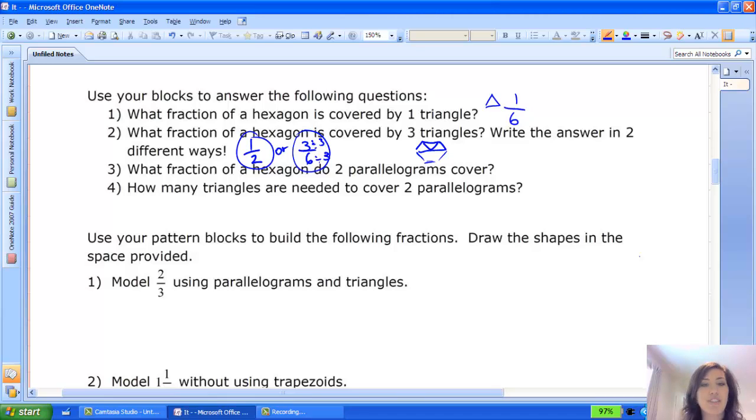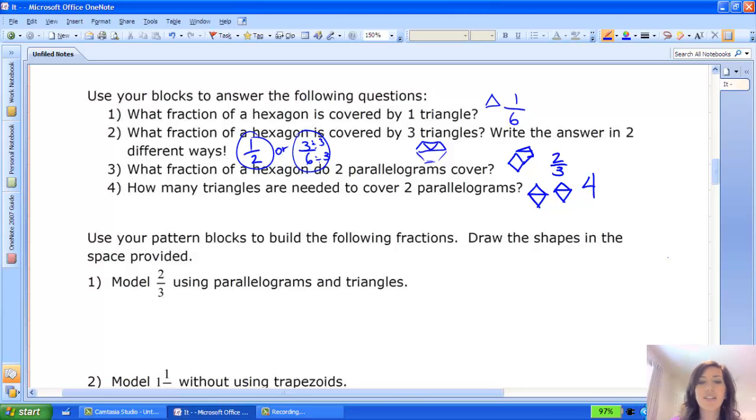What fraction of a hexagon do 2 parallelograms cover? So if we have two parallelograms, that is 2 out of a possible 3 that can cover a hexagon there. And how many triangles are needed to cover 2 parallelograms? Well, we can divide these in half, so 4 triangles would be needed.